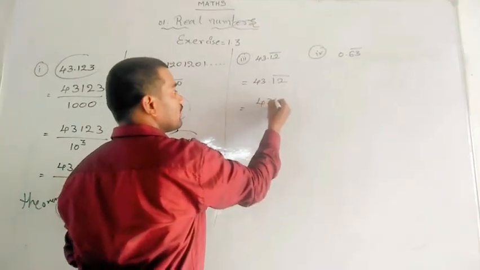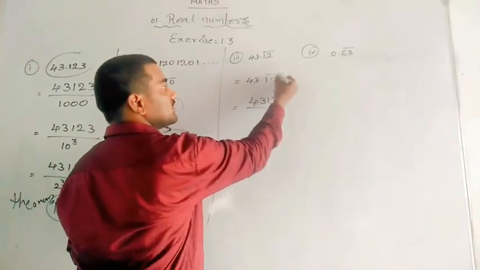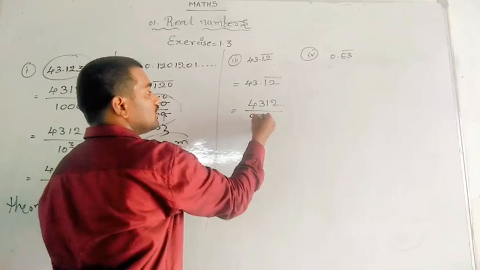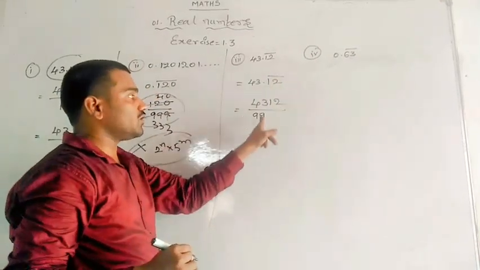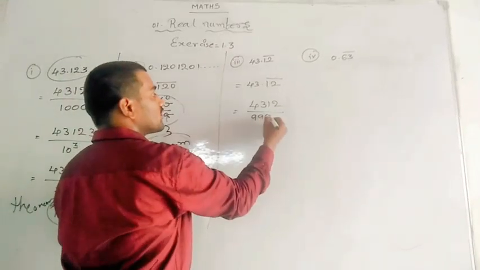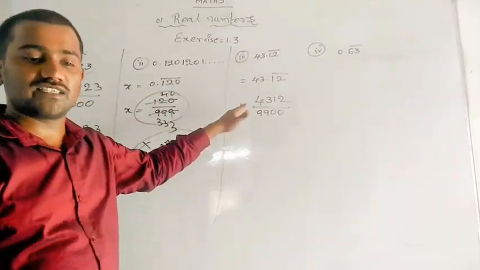So let us write it. First we write 4312 by... how many digits are under the bar? 2 digits are under the bar, so 99. How many non-bar digits are there? 2, so keep 2 zeros. Now we have to check the prime factorization of this number.